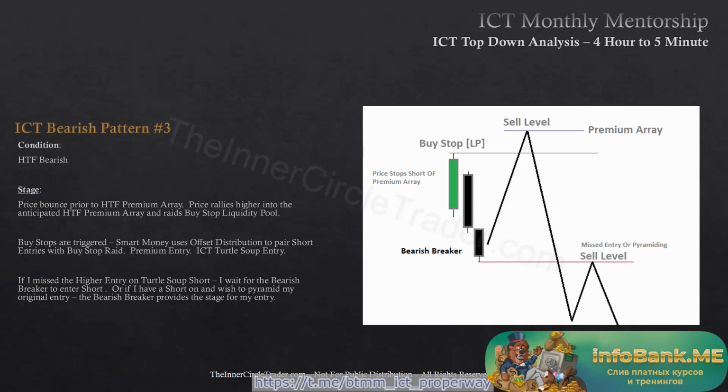Okay, and ICT bearish pattern number 3. It's on the same idea that we were looking for the turtle soup, but we're going to say for argument's sake that I was not able to get positioned on that run above the buy stops. So that run above that short-term high, tripping out buy stops, reaching the premium array that we were anticipating price to trade up to, but didn't do it on its first attempt. Then it finally trades up to it. That's where I want to sell.